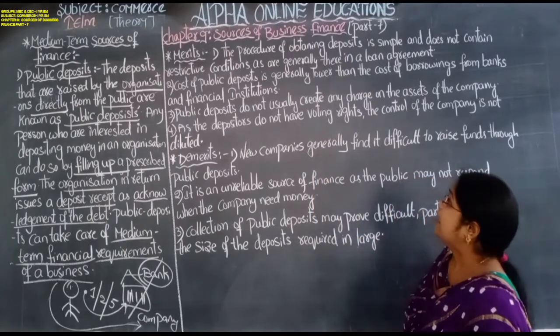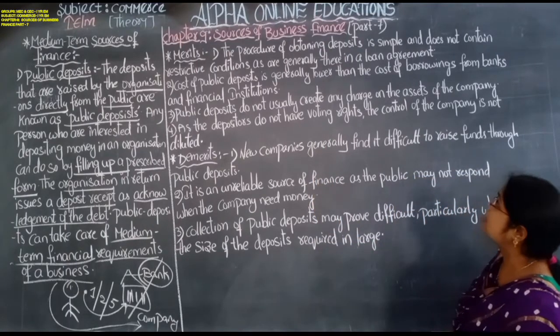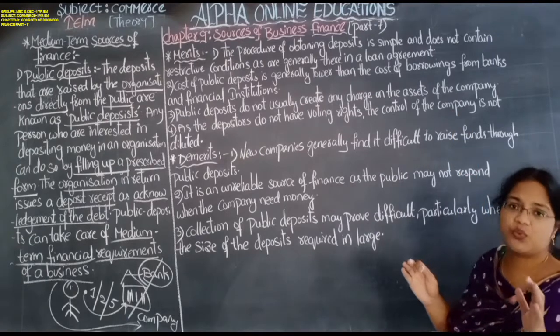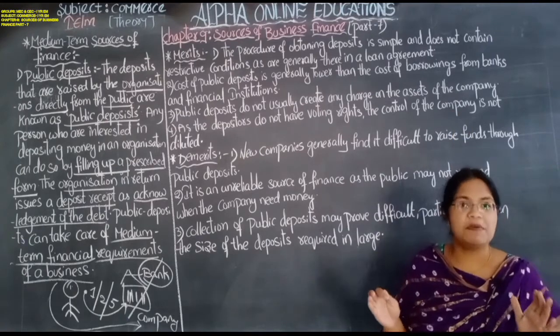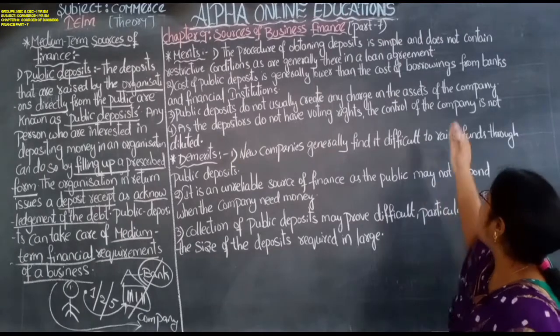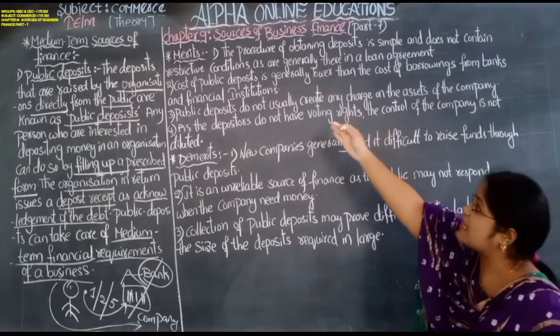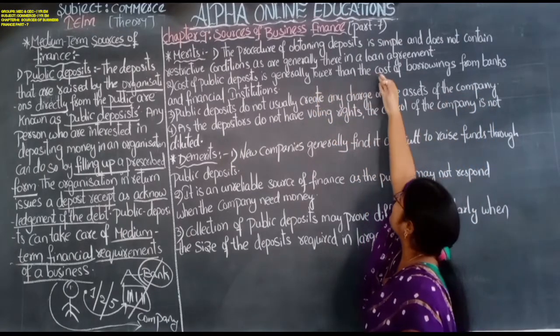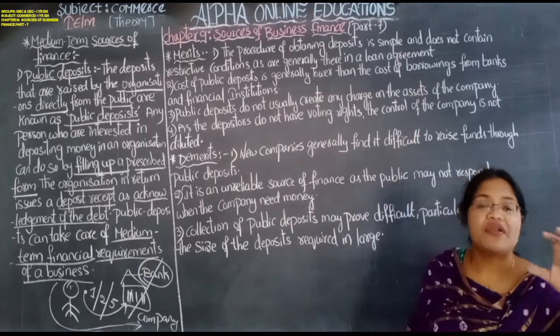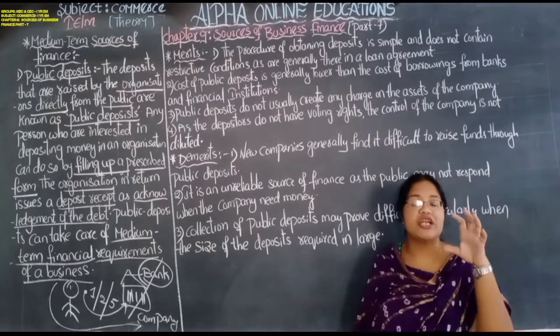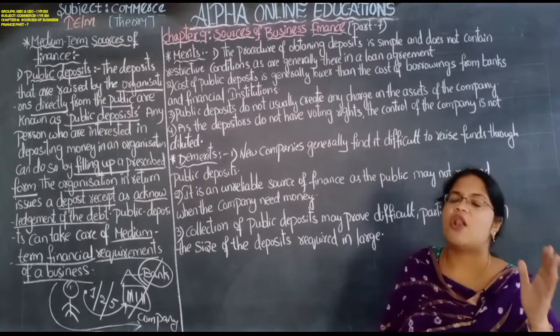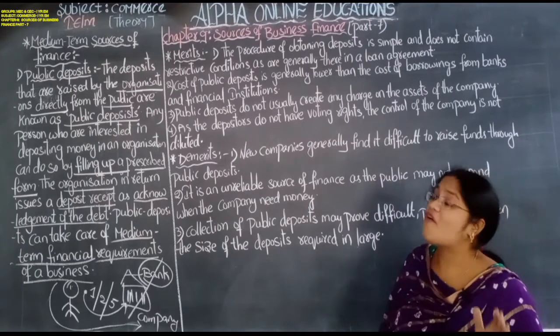Merits: the procedure of obtaining deposits is simple. The procedure is very simple to obtain deposits from the public, and it does not contain the restrictions and conditions that are generally there in a loan agreement. When we take a loan from financial institutions or a bank, there will be a lot of restrictions and a lot of conditions.